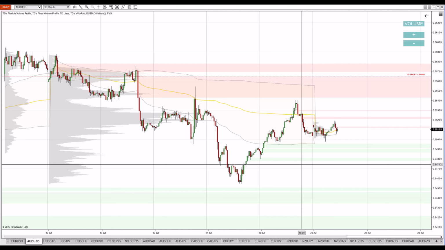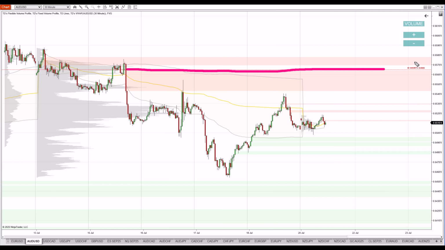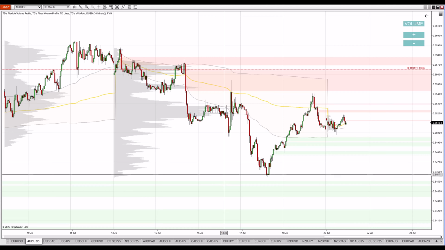What you see before you is a NinjaTrader 8 platform with my custom-made volume profile and VWAP indicators, and this is a 30-minute chart of the Australian dollar US dollar. I want to talk about a resistance which formed in here, and it is at 0.6565. Now the reasoning behind this strong resistance is this.